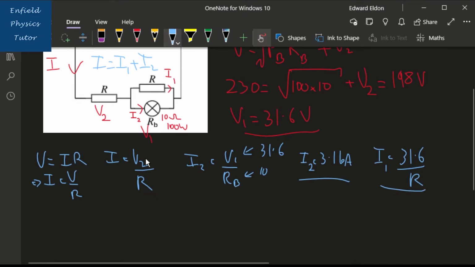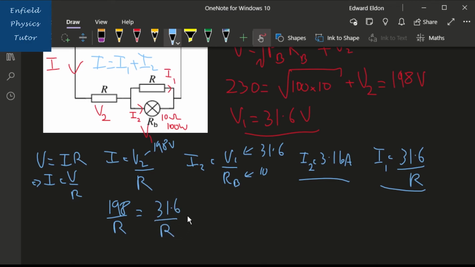Why don't we just put in the value for V2 there? We know what that is. V2 is 198 volts, to three significant figures. So we've got a whole pile of values here. Remembering that I equals I1 plus I2, we can therefore say that 198 over R equals 31.6 over R plus I2, which we have an actual value for, 3.16.